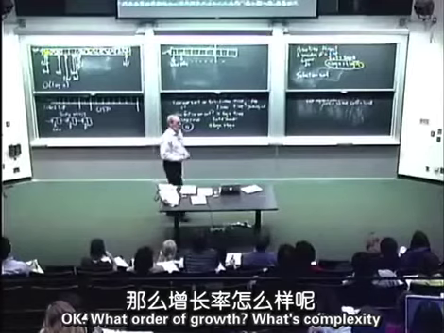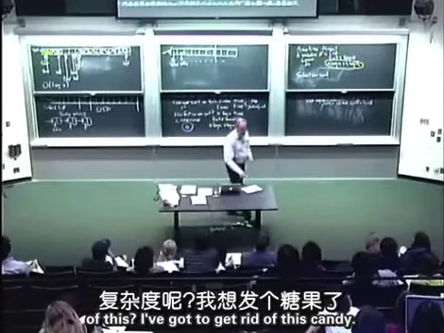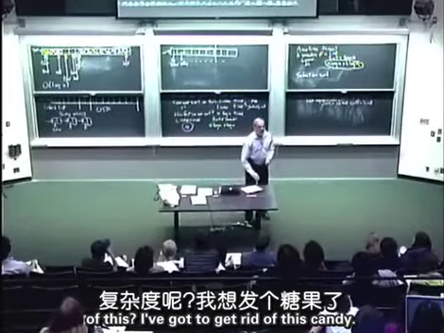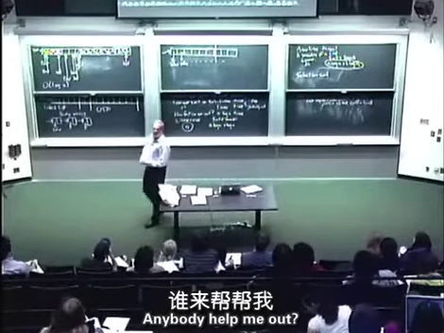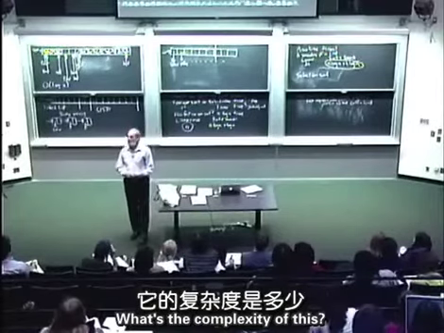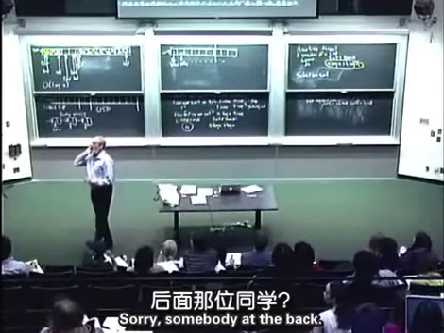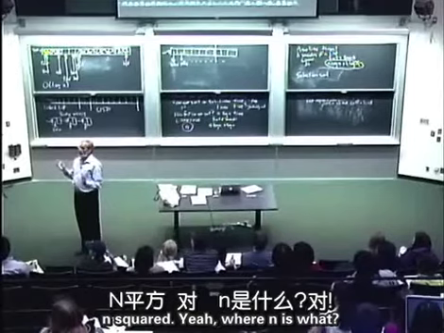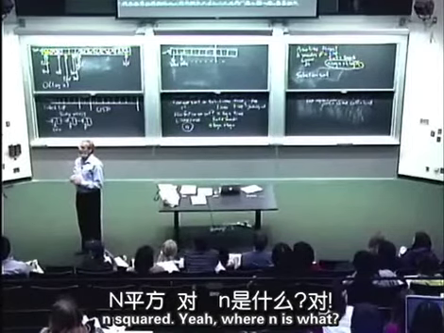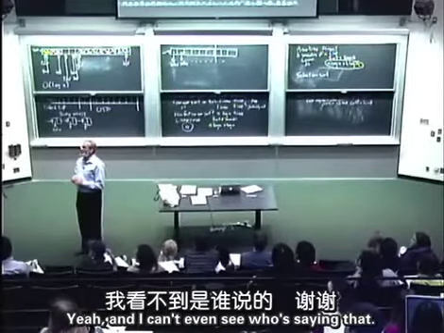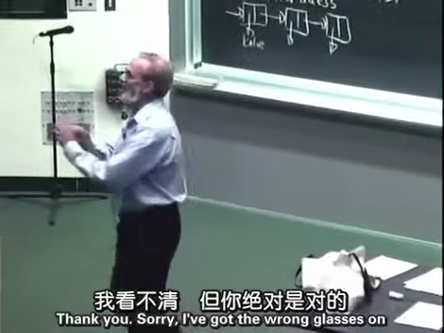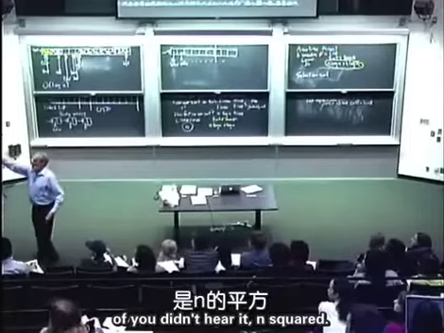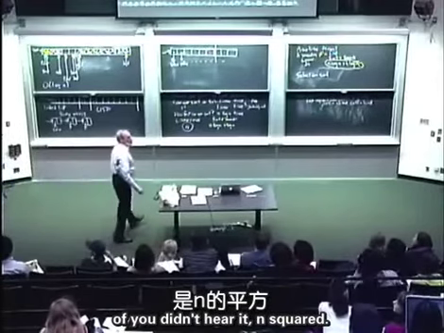What's the order of growth? What's the complexity of this? Anybody help me out? What's the complexity of this? Somebody at the back. N squared. Yes, where n is what? Thank you. Sorry, I've got the wrong glasses on, but you're absolutely right. And in case the rest of you didn't hear it, n squared.